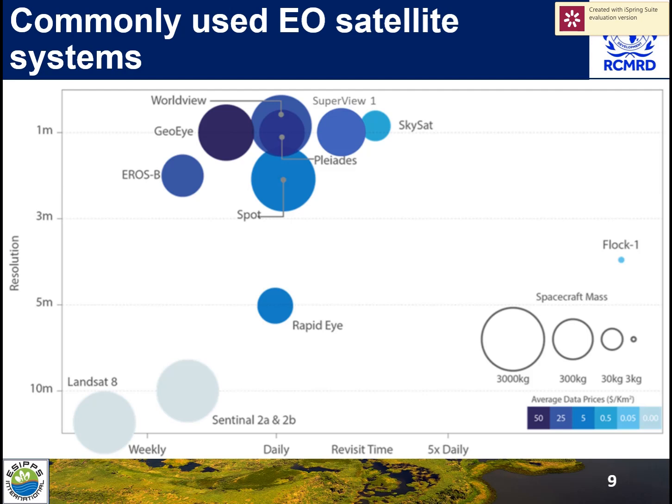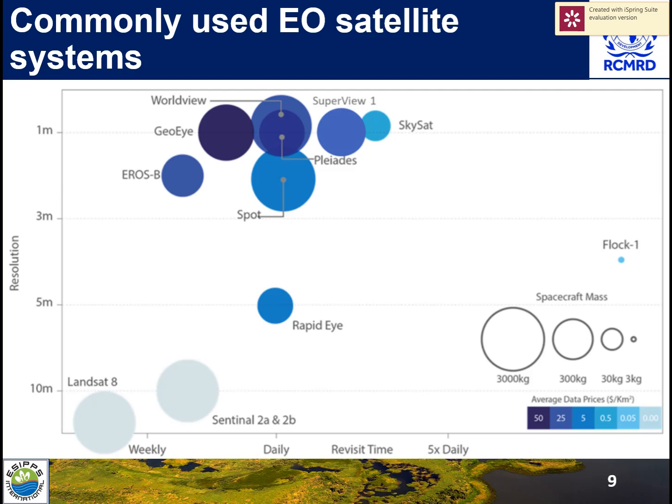you'll see that it has a scale. The vertical scale is the resolution. The horizontal scale is the revisit time. Also on your lower right corner, you will see the spacecraft mass. In other words, the mass of the spacecraft. The spacecraft is an object that carries the satellite sensor, or it's the satellite system itself.